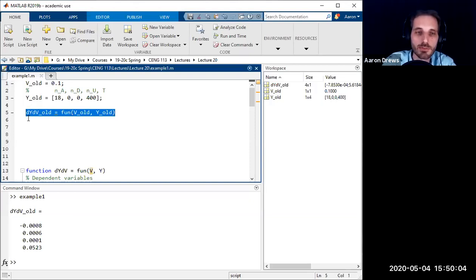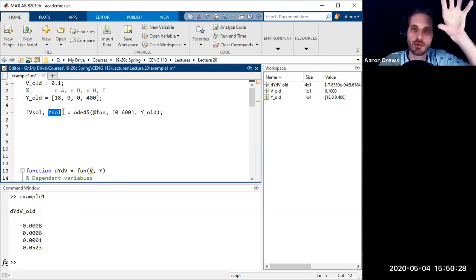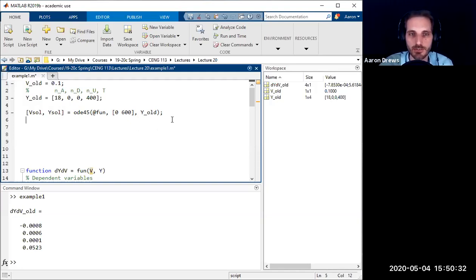So how do we do that? We ask MATLAB to solve it for us, right? So instead of using a for loop, we say do this at the function from 0 to whatever range we need, starting from our initial conditions, which are y old. The output of that will be the two things that we just calculated. And so this VSOL will be those volume points that we had, and YSOL will be that matrix of all of the values that we were slowly calculating on the outside.